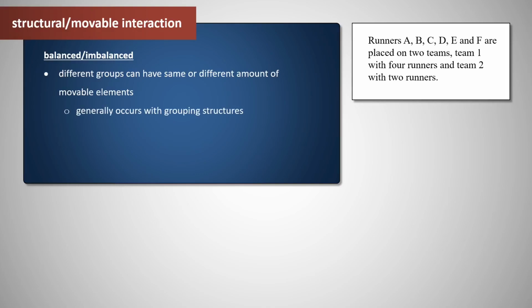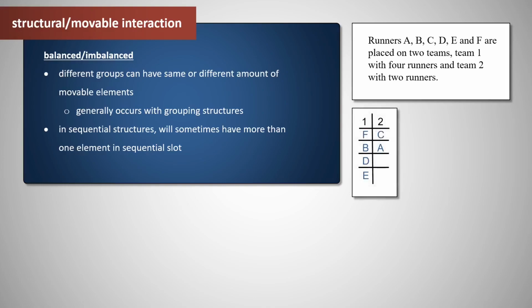And this generally occurs with grouping structures, and in sequential structures, it'll sometimes have more than one element in a sequential slot. But going to this, we see that we've got 4 people on the left and 2 people on the right. So that's what imbalance means. They're not in balance. If they were in balance, it would be 3 and 3. You would have the same amount. But if they're imbalanced, you have different amounts. And like I said, this is generally something you'll find in grouping games, more rarely in sequential games where 2 or 3 elements might double up on a particular slot.